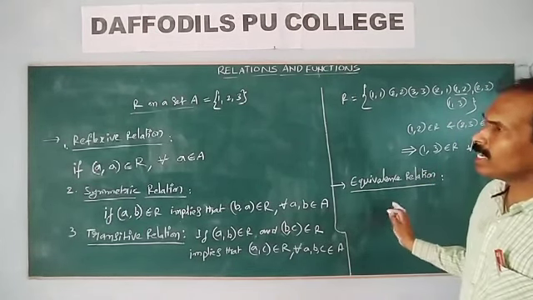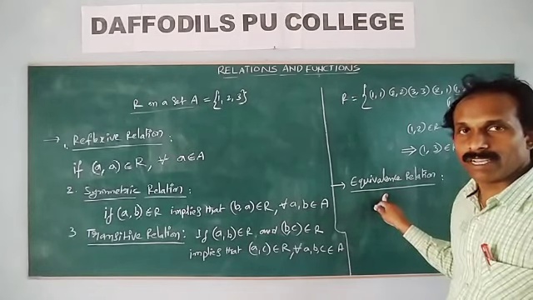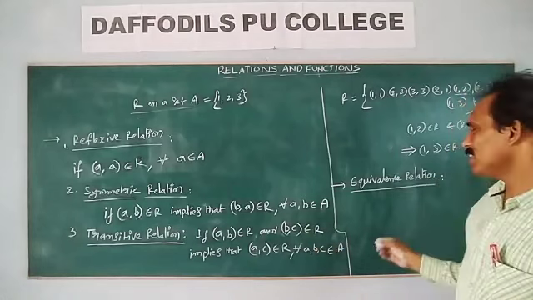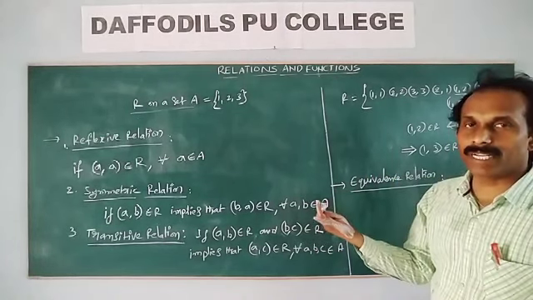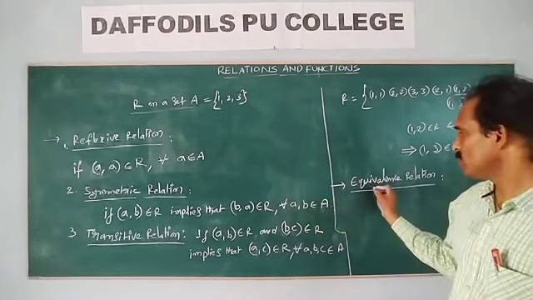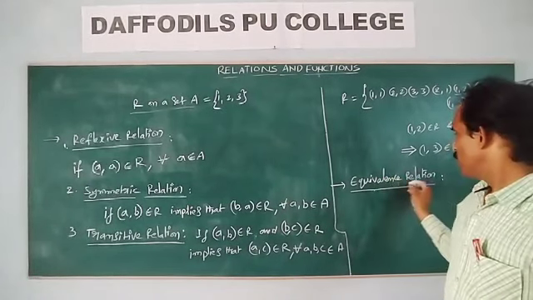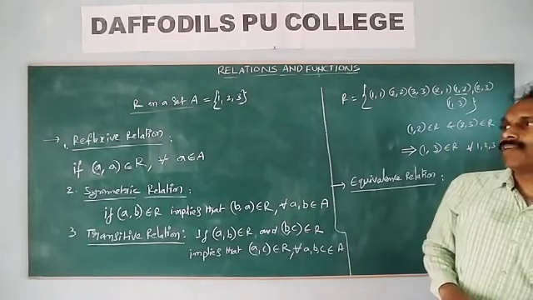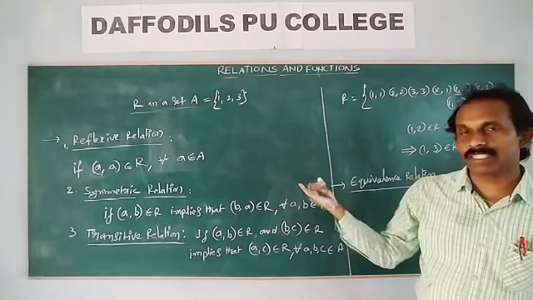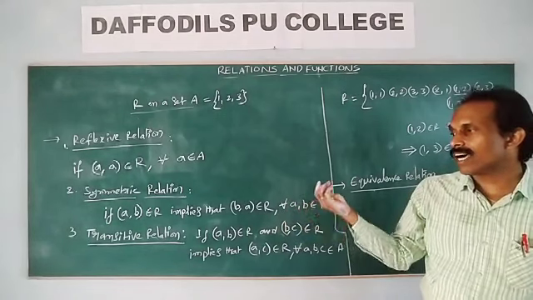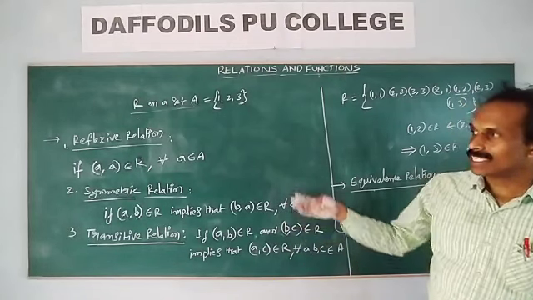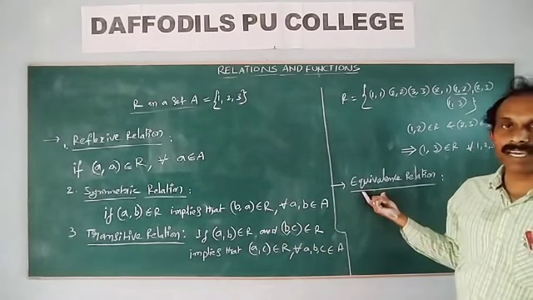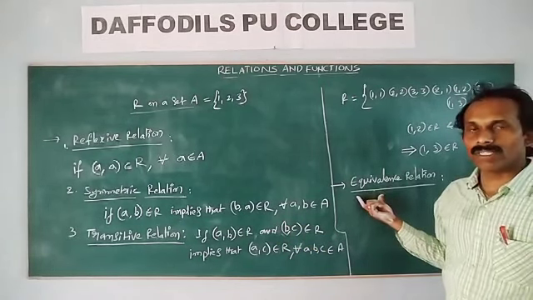Equivalence relation. A relation R is said to be an equivalence relation if R is reflexive, symmetric, and transitive. What is the equivalence relation? A relation R is said to be an equivalence relation if R is a reflexive relation, symmetric relation, and transitive relation, meaning it satisfies the three relations. Then only we will say the relation R is called an equivalence relation.